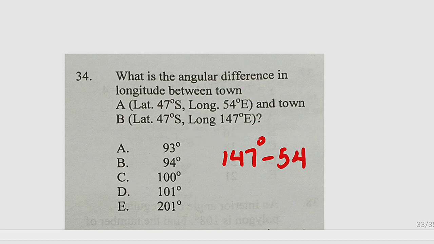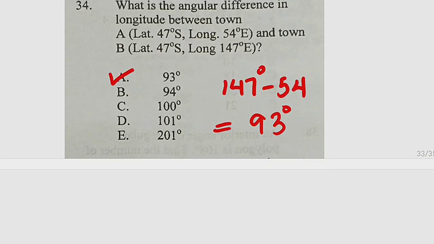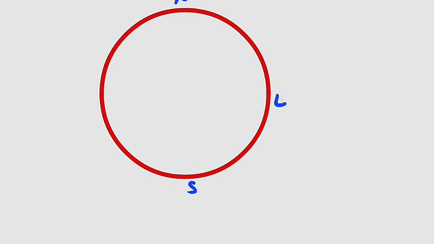This is longitude. And this will give us what? 93 degrees, which is this option. But I can show you this using a diagram. Suppose this is the Earth. We have north here, we have the south here, we have the east here, and we have the west here.